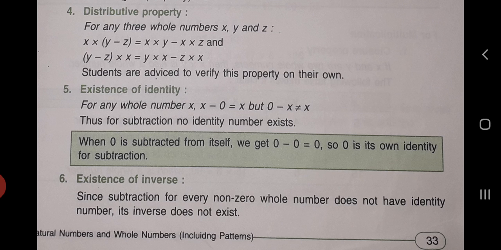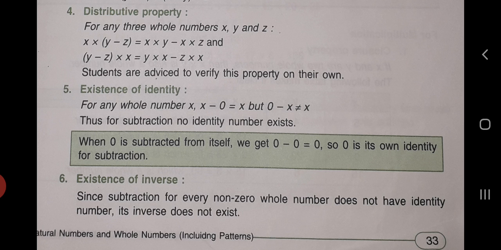So students, what we have learned today? First, closure property. It does not hold for every whole number. Next, the commutative property. In subtraction, two whole numbers are not necessarily commutative. Next, the associative property.